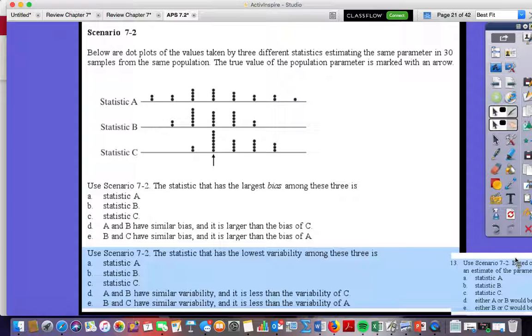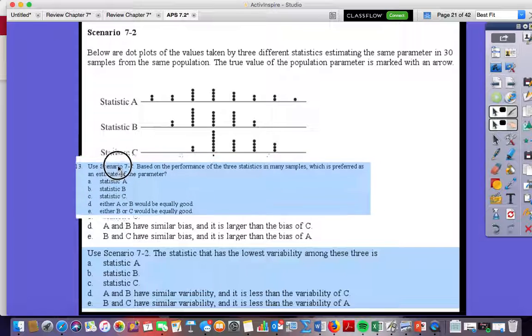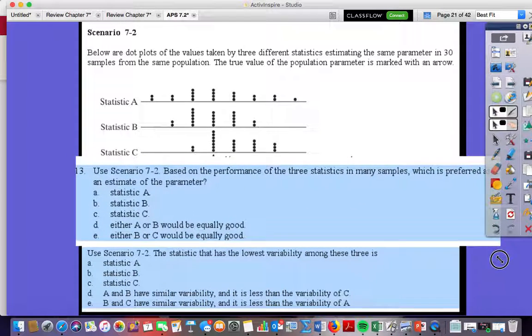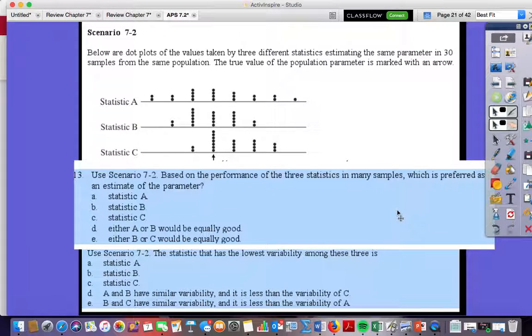All right, y'all good with number 1? Yeah. All right, here's number 3. If you're still working on 2, it'll be below it. But this one up here is number 3.